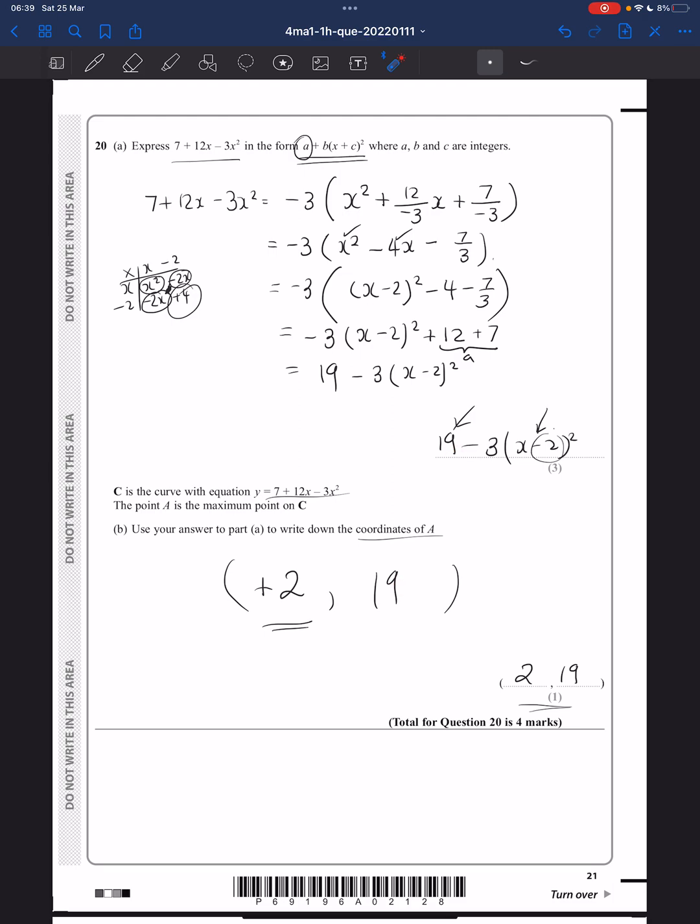I will explain it a bit more. Something squared is either 0 or positive. Because we're taking away, we want to take away 0 to get the maximum. We take away 0 when x is 2. And then when x is 2, it's 19.